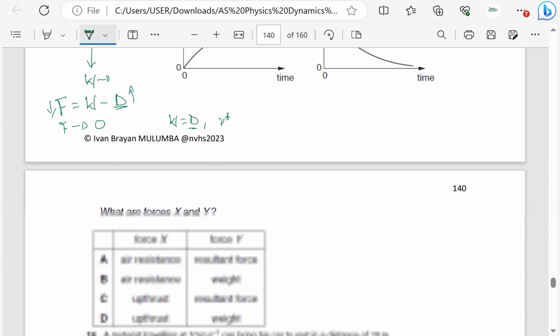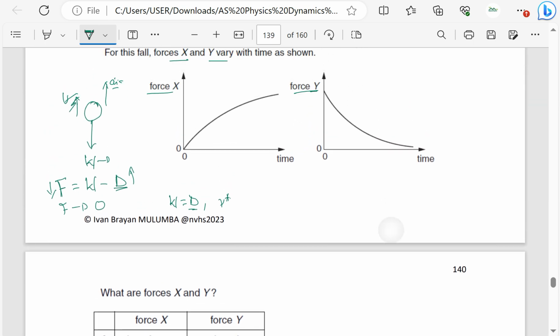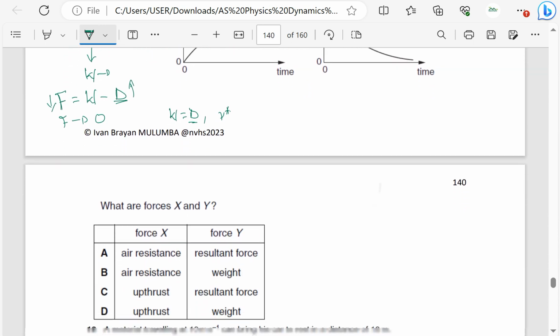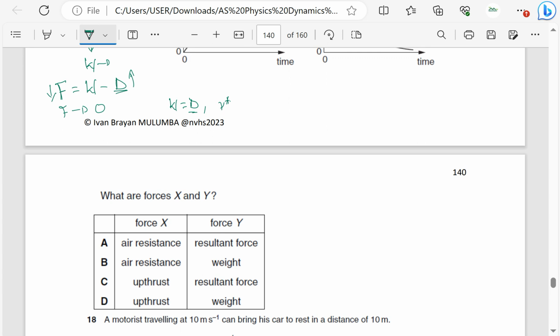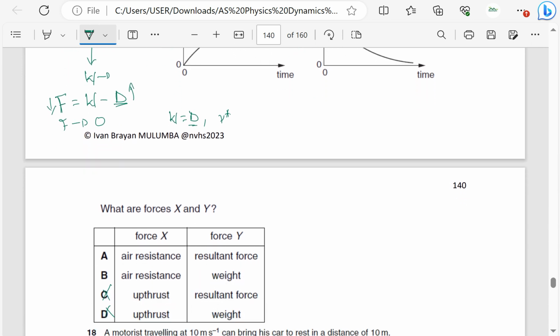So let's check what forces X and Y are. We have said X is going to be the air resistance force, not the upthrust, and Y is going to be the resultant force. So the answer is going to be A. The weight and the upthrust will be constant. Even the upthrust could be very small.